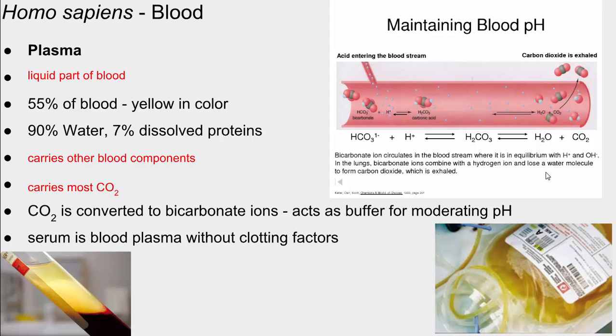Buffers are substances which maintain pH within a pretty narrow range. If you have a buffered solution, you could add quite a bit of strong acid to it, and the pH actually won't change very much. Or you could add quite a bit of base, and the pH doesn't change very much. So this allows our blood pH to stay at a relatively constant level, this buffering aspect of bicarbonate. And that's this reaction that you see here.